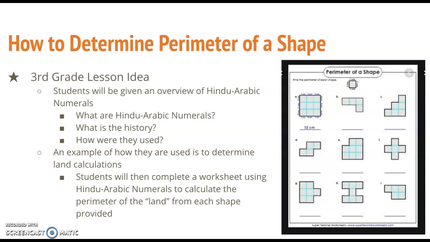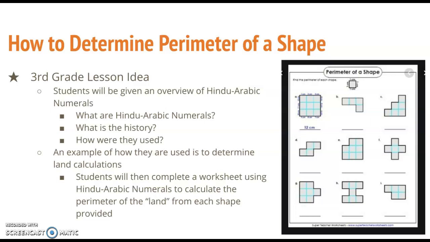And so for our lesson idea, we used a third grade class, and we were going to give the students an overview of the Hindu Arabic numerals. So we're going to talk about what they are, what the history was, and how they are used. So an example of how they're used is to determine land calculations.